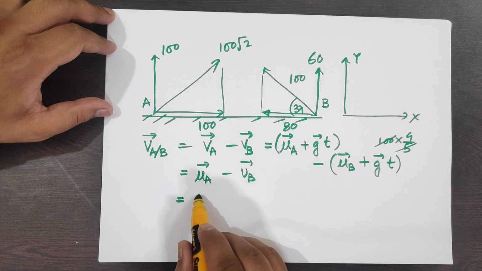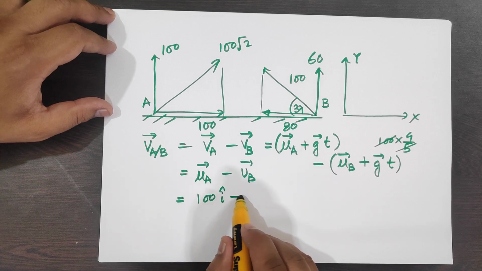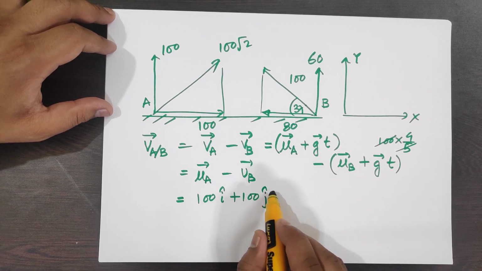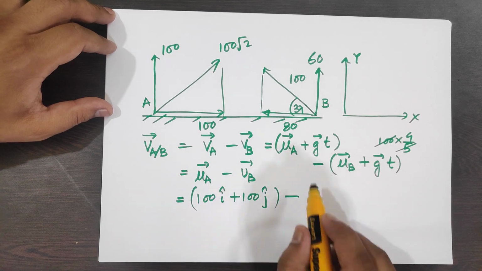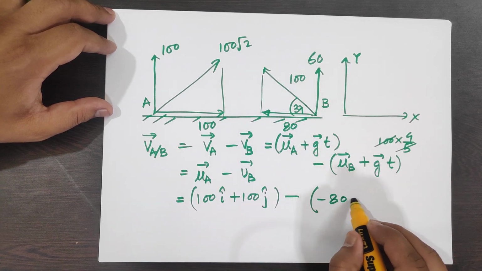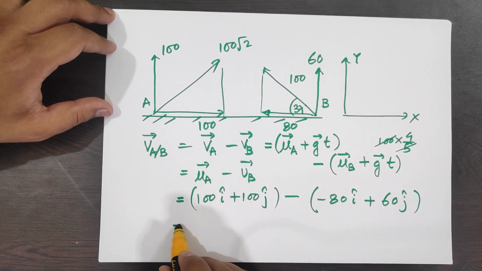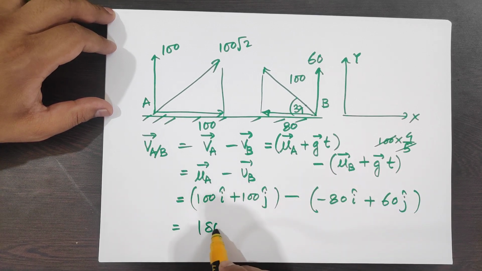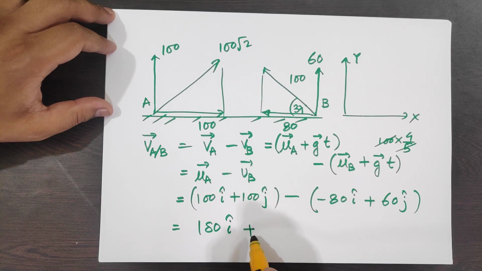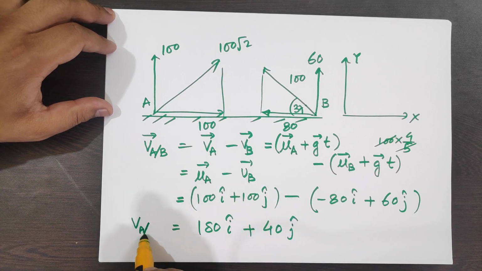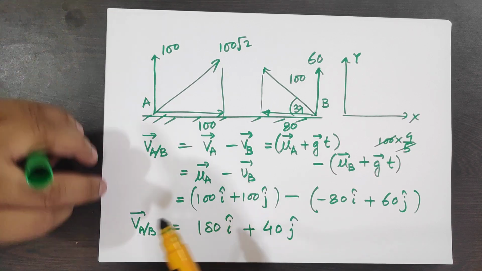So UA is how much? 100 I cap plus 100 J cap, minus UB, that's minus 80 I cap plus 60 J cap. So that's 180 I cap plus 40 J cap. That's it. So this is VA with respect to B.